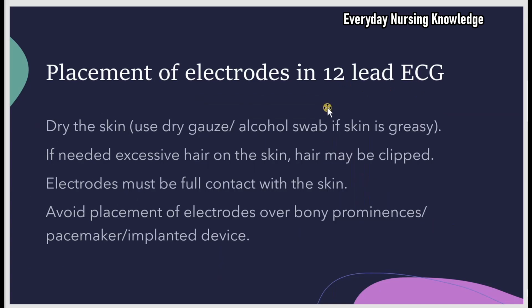Before placing electrodes, what are the key points you have to remember? You should always dry the skin. You can use a dry gauze or alcohol swab if the skin is greasy. If you are using an alcohol swab, let the skin dry before placing the electrodes. Excessive hair may be clipped using a surgical clipper. Electrodes must be in full contact with the skin to get a good ECG tracing.